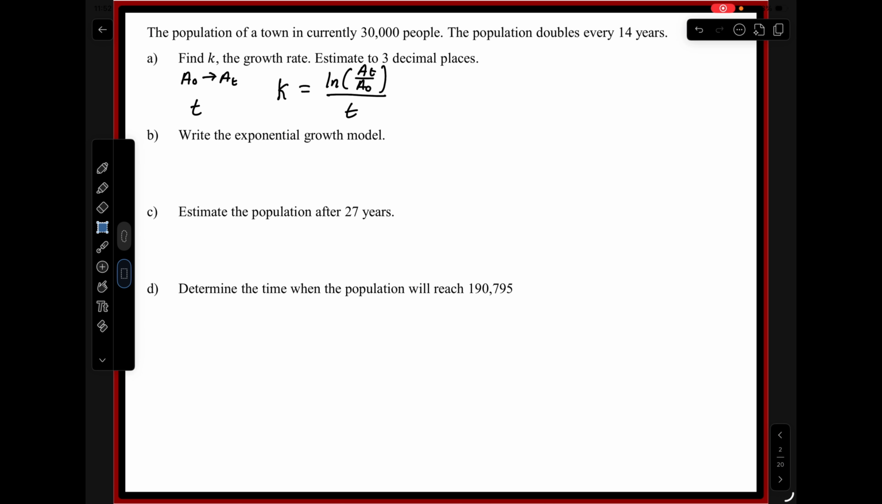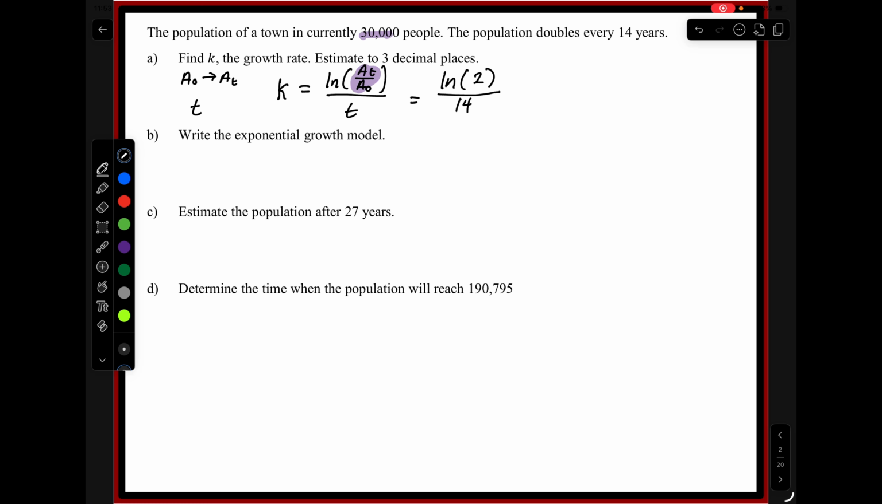Now, since we're starting with 30,000 people, it's going to double in 14 years. So we know in 14 years, this amount is going to be 60,000. And because it's doubling, this ratio is simply going to be the number 2. So I have two options. I can write this as the natural log of 60,000 divided by 30,000, which simplifies to 2, and then divide that by the years it takes to double, which is 14 years.